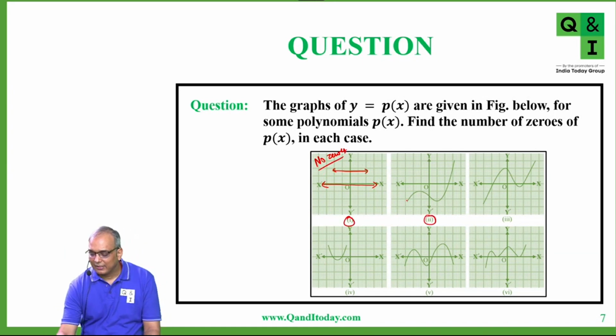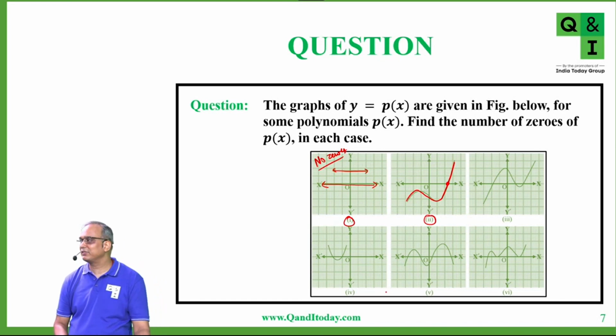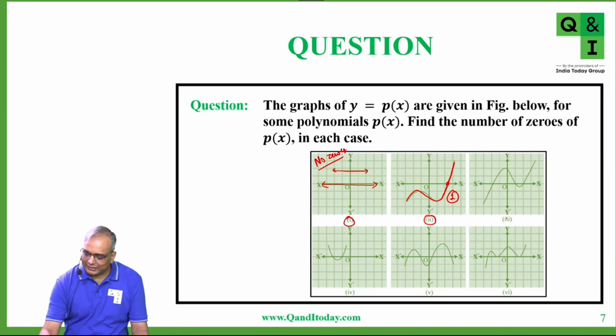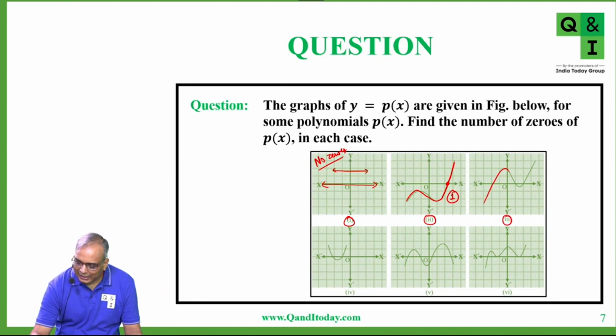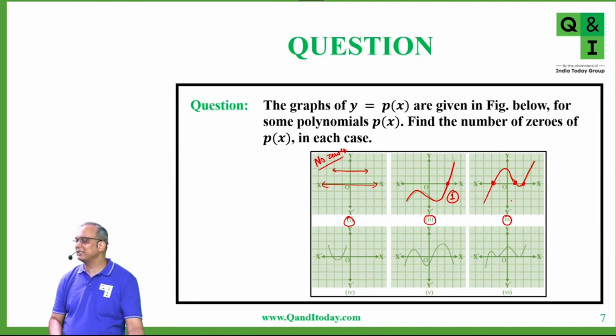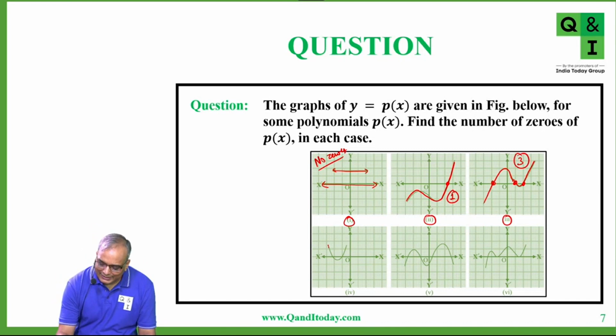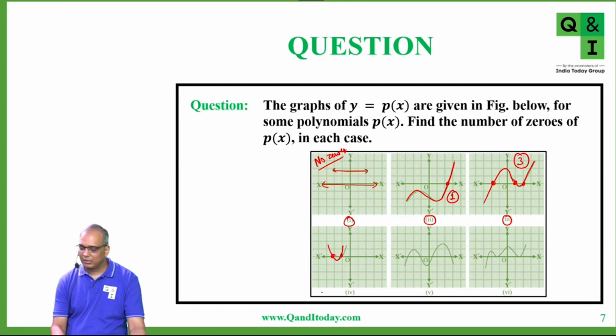Second one, this is the graph. It cuts the x-axis at one point. What is the number of zeros here? 1. Very good. In the third case, this is the graph and it cuts the x-axis at 3 places, 1, 2, and 3. What is the number of zeros here? 3 zeros. Very good. In this case, it cuts the x-axis at 2 places. Number of zeros would be 2.